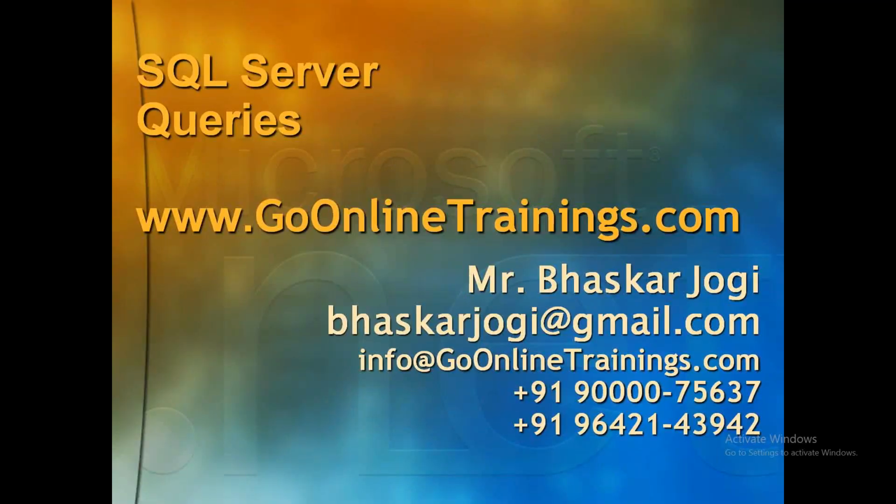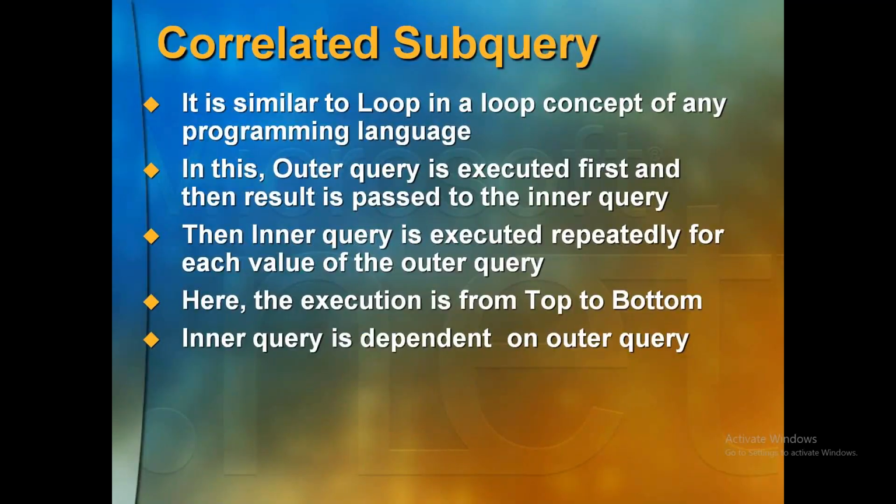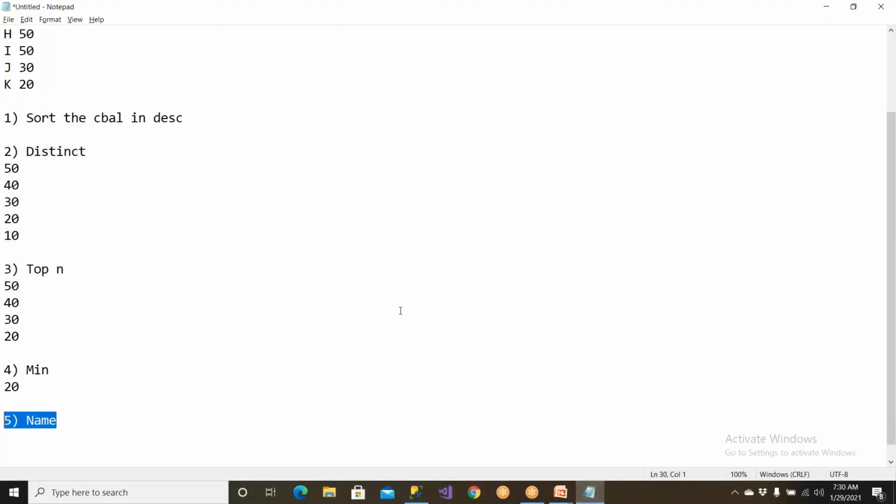Now, the next one is SQL Server correlated subqueries. Let us understand what a correlated subquery is. It is similar to the loop-in-a-loop concept of any programming language. In this, the outer query is executed first, and then the result set is passed to the inner query. Then the inner query is executed repeatedly for each value of the outer query. Here the execution is from top to bottom. The inner query is dependent on the outer query. Clear? So let us understand what happens.